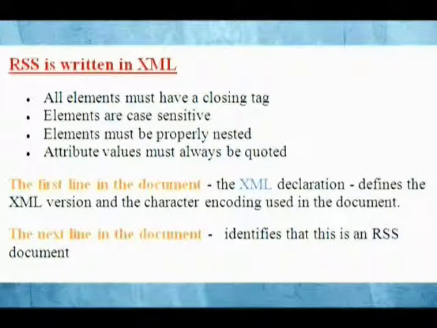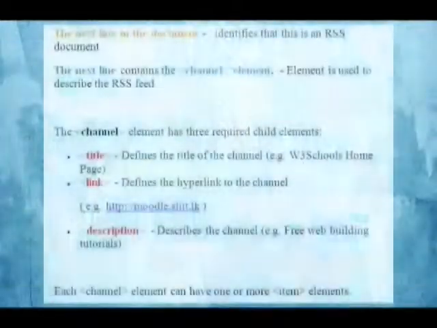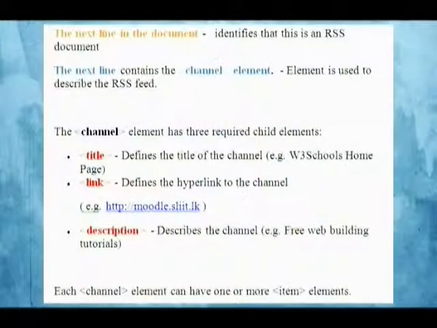The first line in the document is the XML declaration. It defines the XML version and the character encoding used in the document. In this case, the document conforms to the 1.0 specification of XML. The next line in the document identifies that this is an RSS document. The next line contains the channel element.